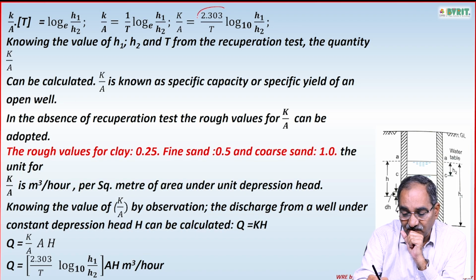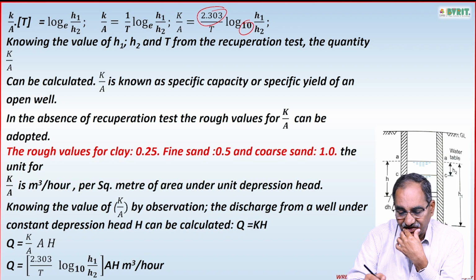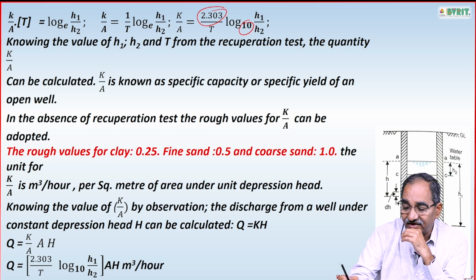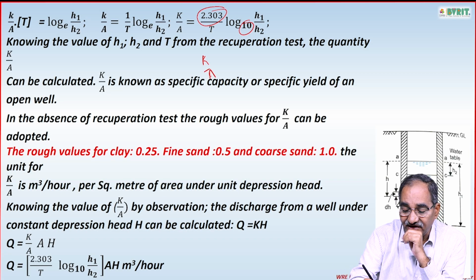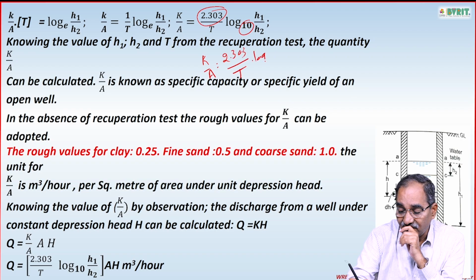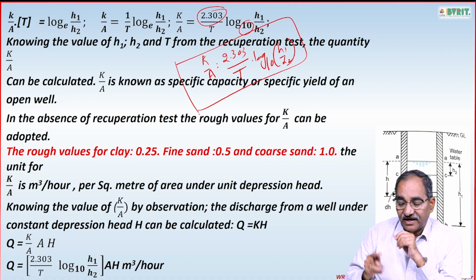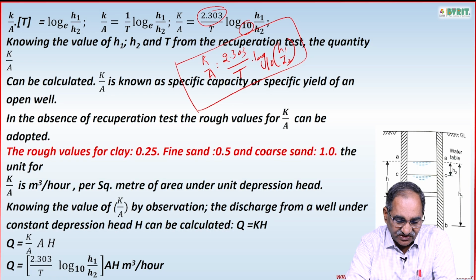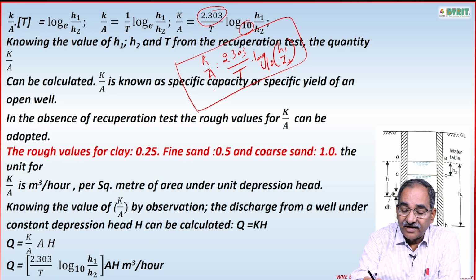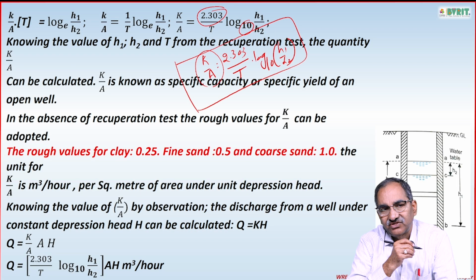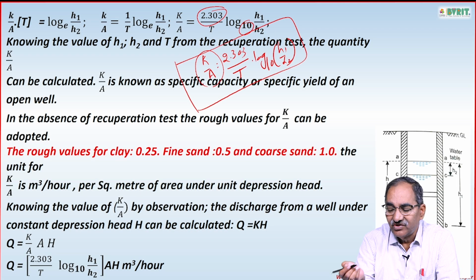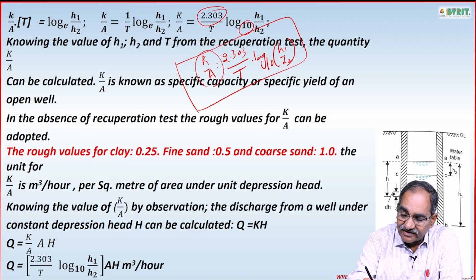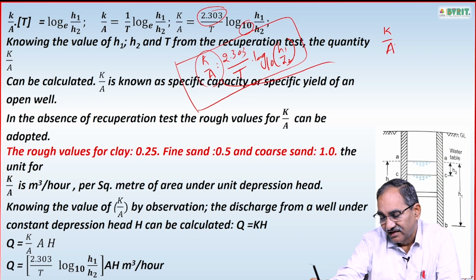So multiply this by 2.303 so that the base will be log 10. So that is what we have done. Finally, we got an equation such that K by A is equal to 2.303 divided by T into log base 10 H1 by H2. This is the final equation as far as the recuperation test is concerned. So normally you can calculate K by A, which is generally known, and K by A is called the specific capacity.